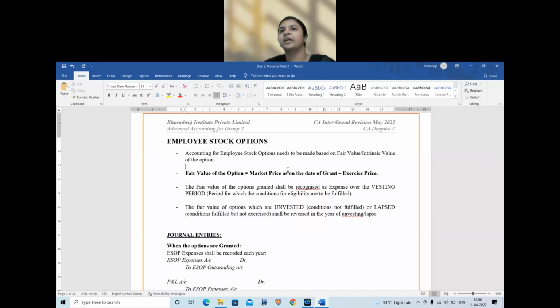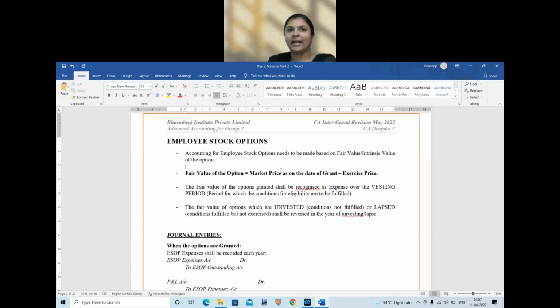Now, after fulfillment of condition, the employee has the option to purchase the share or take up the share. Now, when we say option to purchase or take up the share, they are called exercisable options. Again there is a time period. After the completion of the vesting period, there is a time given for which the options will be available for exercise, and within that period, if you do not exercise the options, then they will lapse, which means the options will not become eligible.